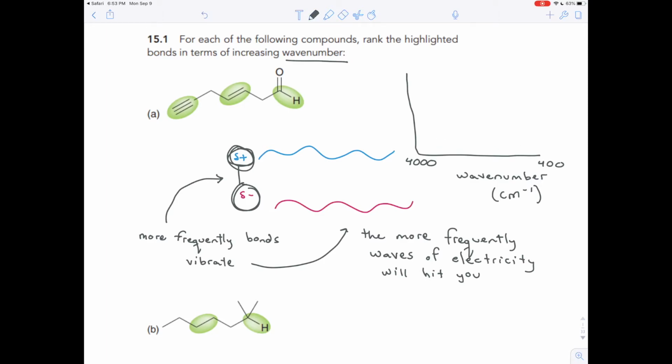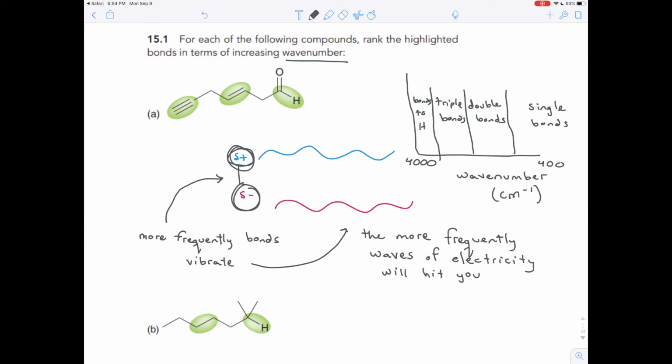Now, in general, you have sort of regions on IR spectra, and you have single bonds. Those vibrate the least frequently. Double bonds vibrate more frequently. Triple bonds vibrate even more frequently. And then, even more frequently than that, are bonds to hydrogen.